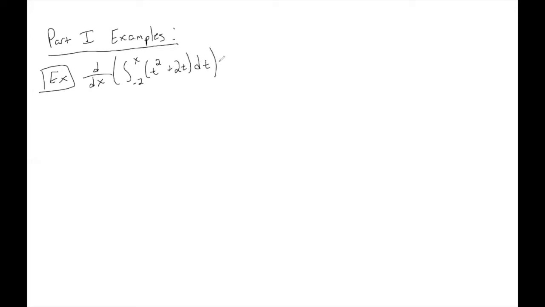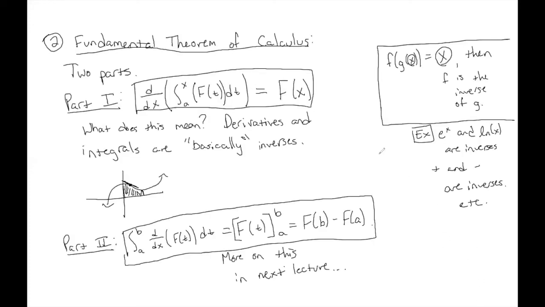And let's do some examples. All right, so problems like this are going to ask you to find the derivative of the integral from, say, -2 to x of, let's do a polynomial, t squared plus 2t dt. Okay? And remember how this works.